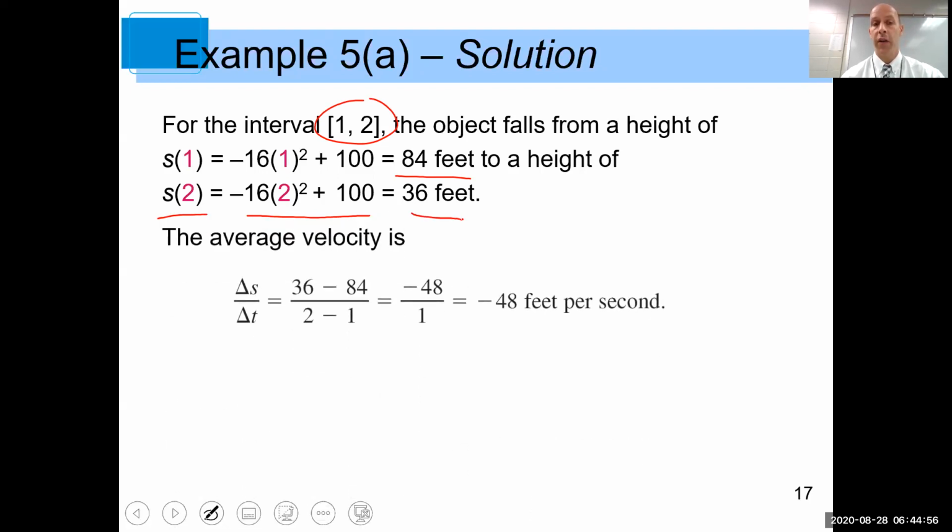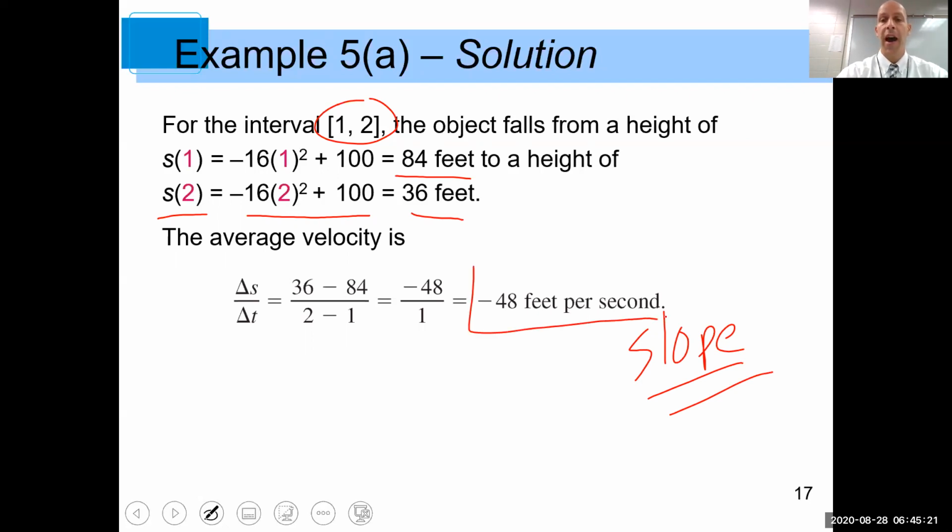So to find the average velocity, or delta S over delta T, it's going to be 36 minus 84 over 2 minus 1. This should look familiar. This is your basic slope formula from Algebra 1. In fact, this is kind of the only time in algebra, if you're taking a test or even the AP exam, that the question is really more of an Algebra 1 question than a calculus question.